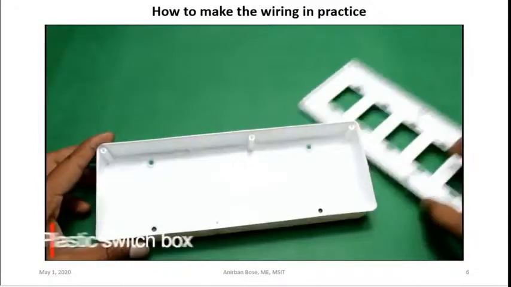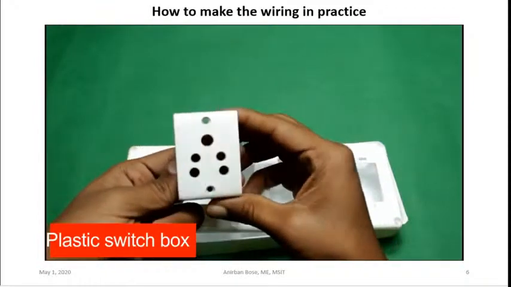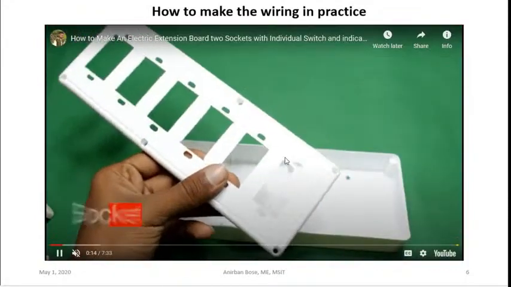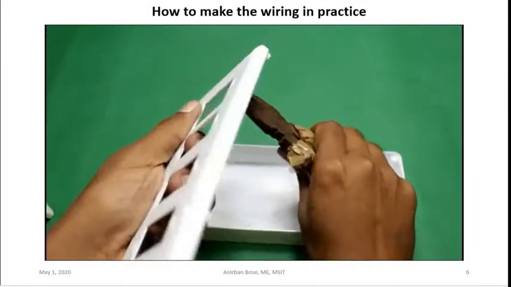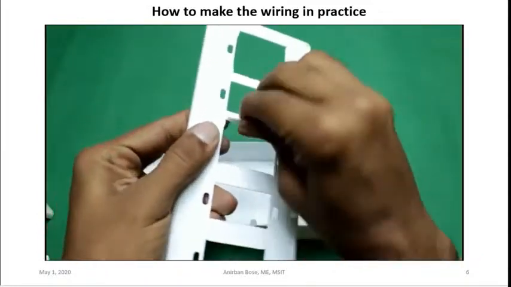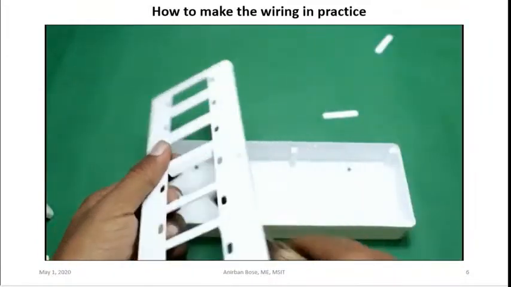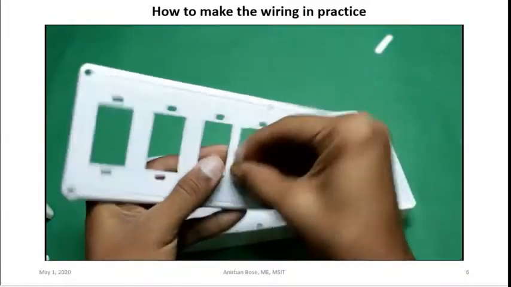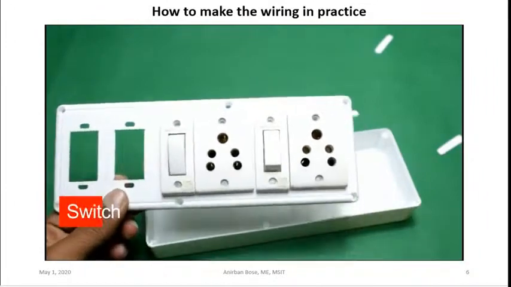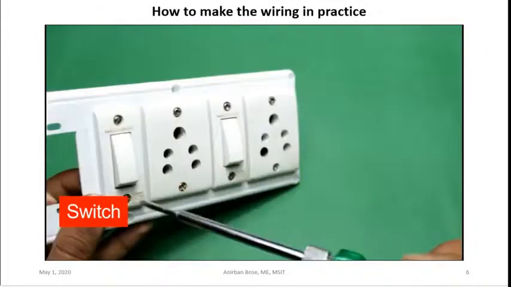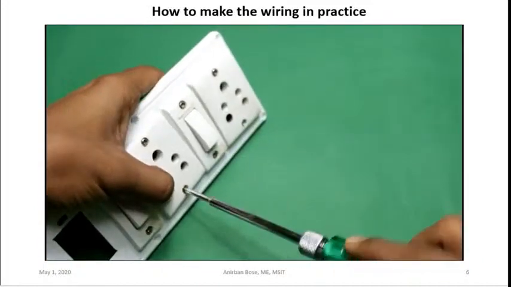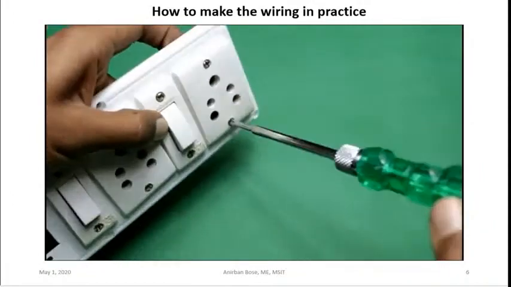So this is the plastic switch box, where initially, according to the socket, this has been cut. You can make it with the help of wood also, because you have already done carpentry work. But plastic is easier because plastics are very soft and less costly also. Here you can see the switches and sockets you can get from the shop. Those are joined with the help of a screwdriver.